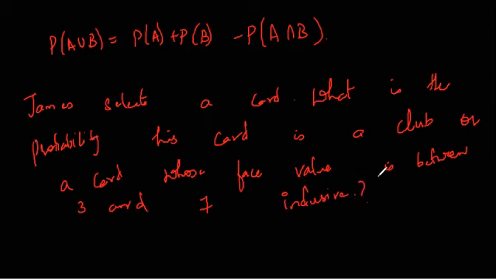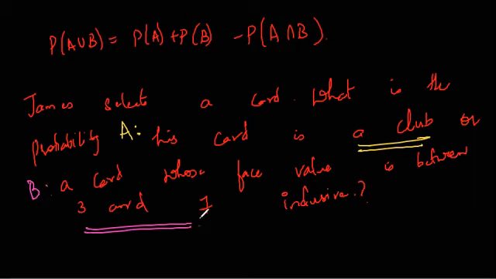Okay, so now the events A and B, we have to take events A and B. What is the event A? Event A is the probability that the card is a club. What is the event B? A card whose face value is between 3 and 7. These are the two events.